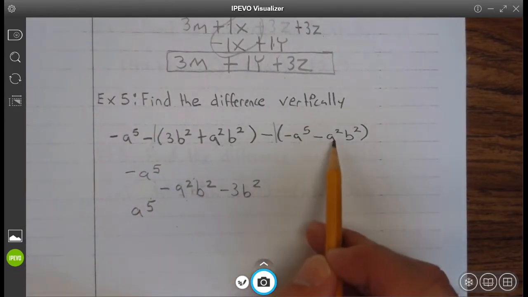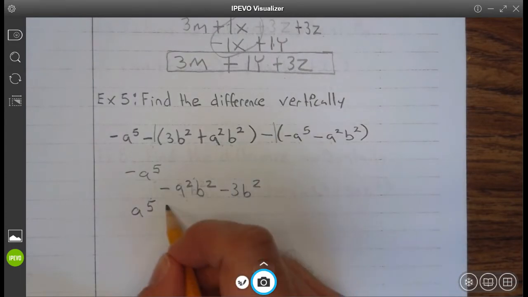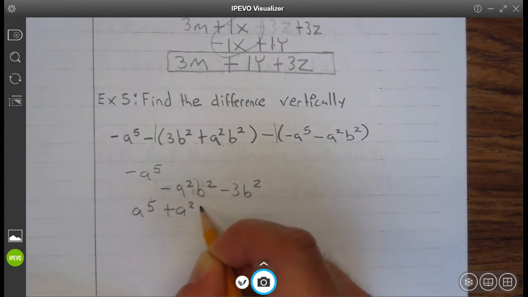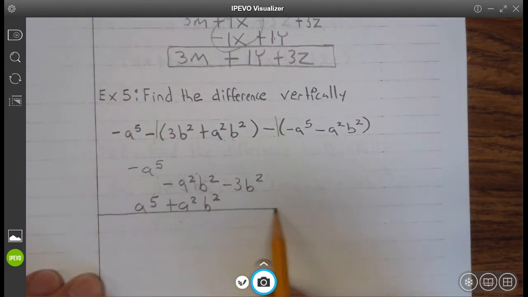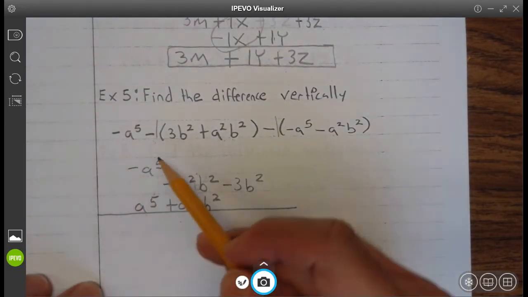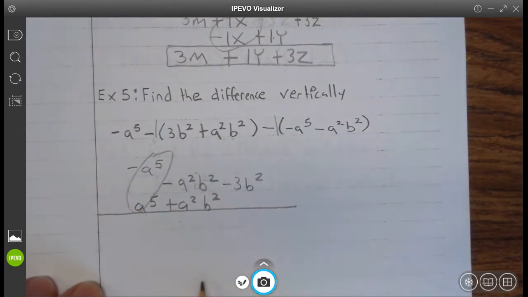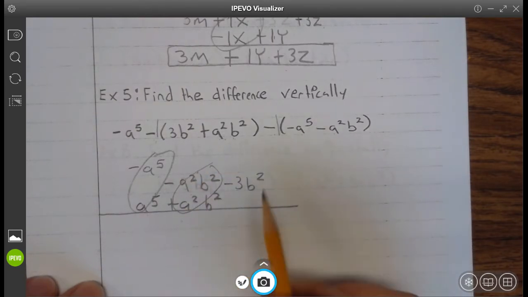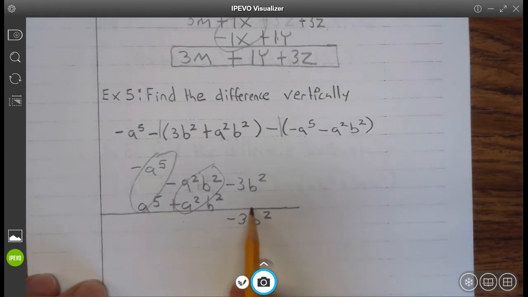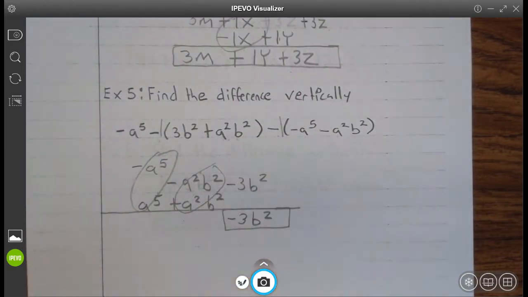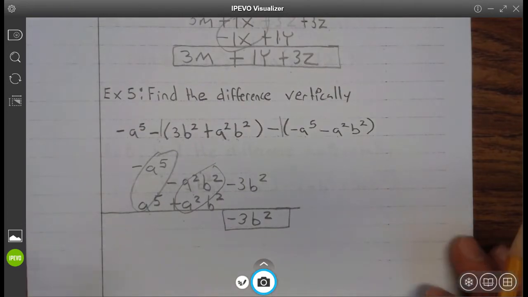So -1 times a negative is a positive a squared b squared, okay? So now negative 8 to the fifth and 8 to the fifth is 0. Negative a squared b squared plus a squared b squared is 0. So now we're left with negative 3b squared. Okay, go ahead and finish up example 5.